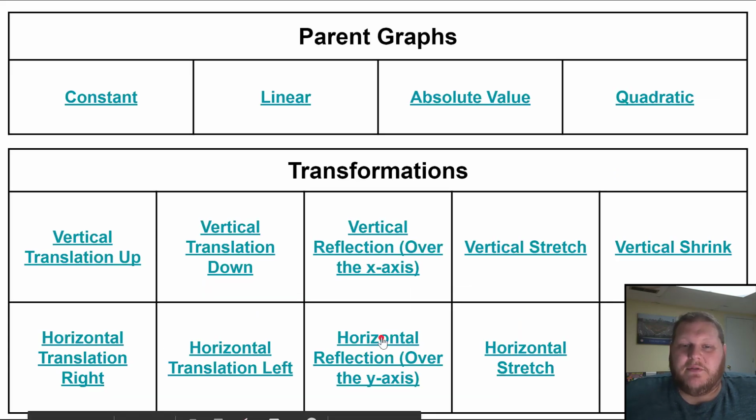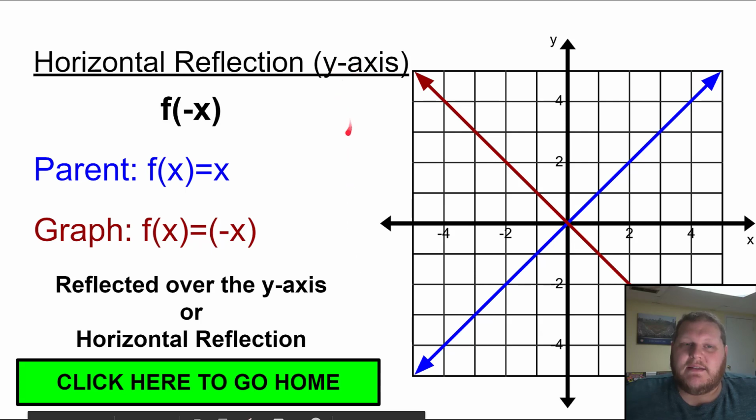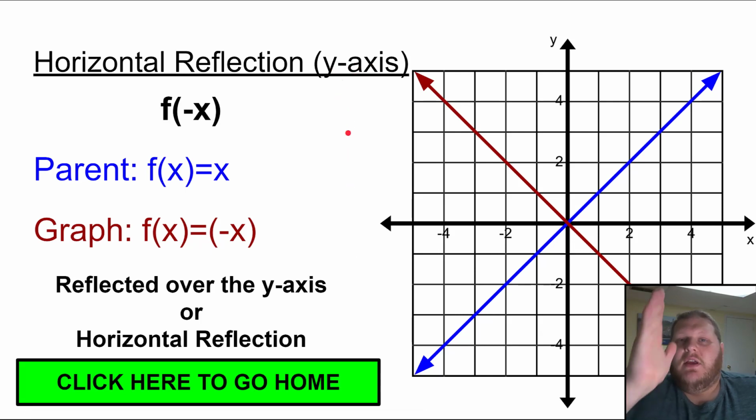For our horizontal reflection, which is over the y-axis, basically the same thing. It's just now it's a reflection over that vertical axis, so it looks like a horizontal flip. And just like we've seen before, since it's horizontal, that negative sign is going to happen inside my function. So if the negative happens inside the parentheses, inside your absolute value bars, or anything like that, it's a horizontal flip. So here my parent graph was just x, just a linear function. And here, since it's inside my parentheses, that negative sign makes it a horizontal flip.